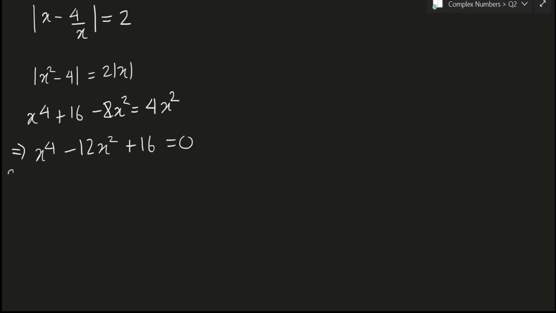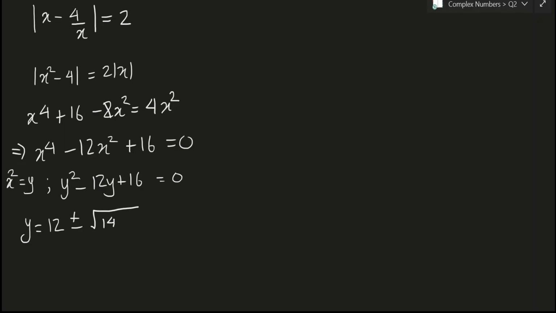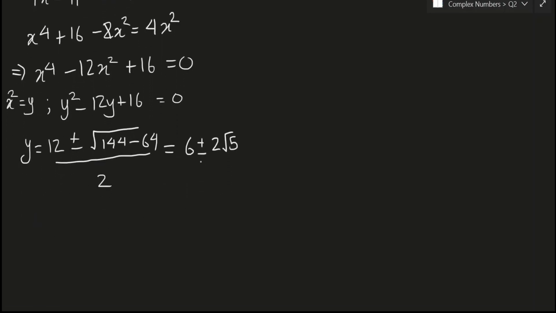So I'm going to take x² is equal to y. So this whole equation is nothing but y² minus 12y plus 16 is equal to 0. So what I can say is y is equal to 12 plus minus root of 144 minus 4 times 16, that is 64, divided by 2. On simplifying, this is going to be 6 plus minus 2 root 5, right? So y is equal to 6 plus minus 2 root 5.